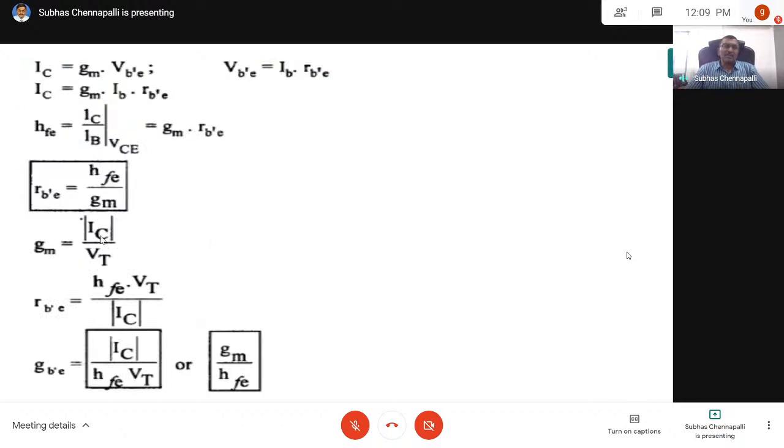This is the absolute value of collector current by thermal voltage. So I can leave it like this or substitute for GM, this IC by VT. You can get this one. And GB dash E is the inverse of RB dash E. Anyways, you can do that. But remember one formula for each parameter.